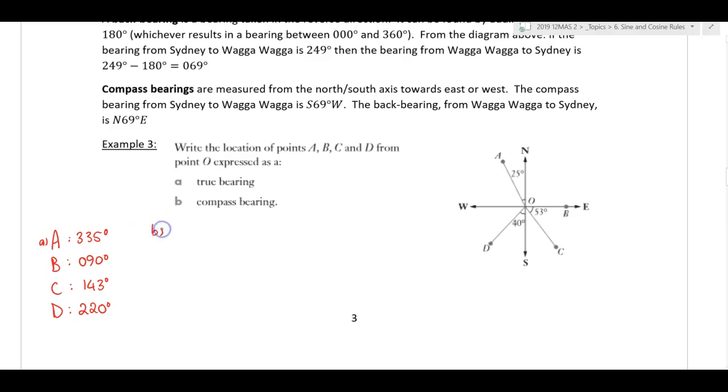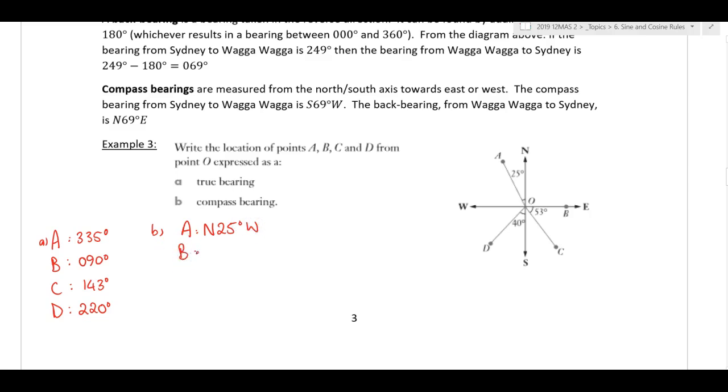Now for the compass bearings. The compass bearing from O to A is north. It's on the north side. It's north 25 degrees west. I should have written A in there first so we know what it is, because there's a few of them. A is north 25 degrees west.